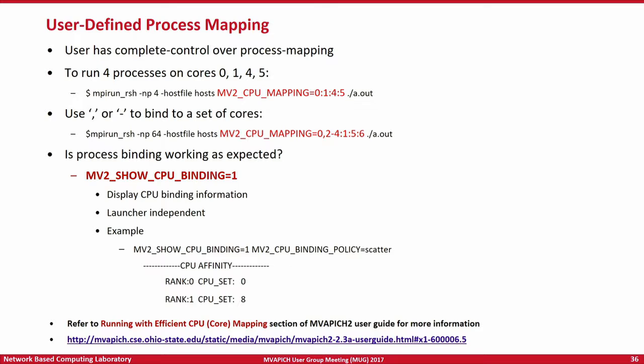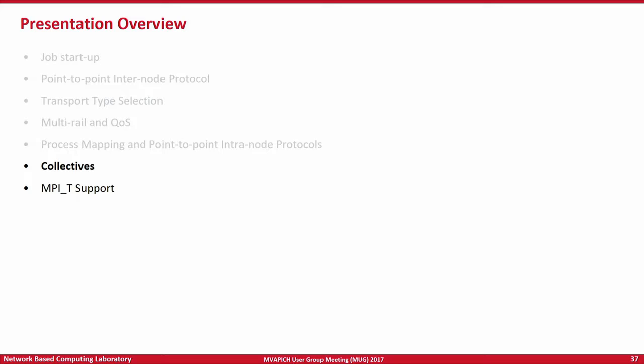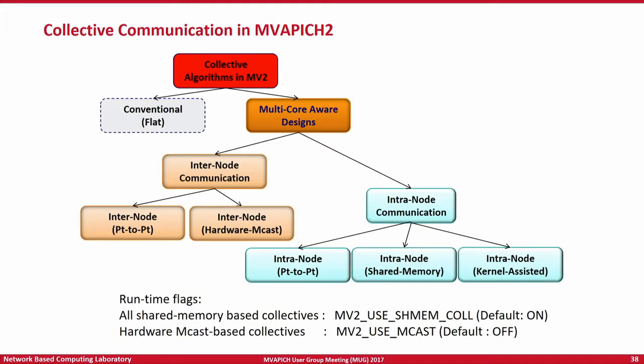Now, as I mentioned, we have support for enhanced collective operations, which take advantage of multi-core aware designs for internode as well as intranode communication. Your internode communication can go over either point to point or hardware offloaded mechanisms, and your intra-node communication can go over either point-to-point, shared memory, or kernel-assisted modes. And these are the two environment variables you can use to enable or disable each one of these specific features.